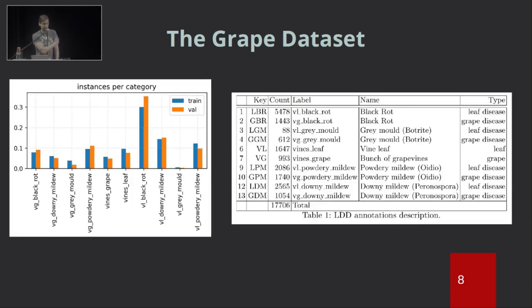So these are the classes of the data set, and you can see the number of instances for each category, and you can see that it's quite an imbalanced data set because some diseases are more difficult to have examples of. But the good thing is that you have the same distribution in the training and also in the validation.